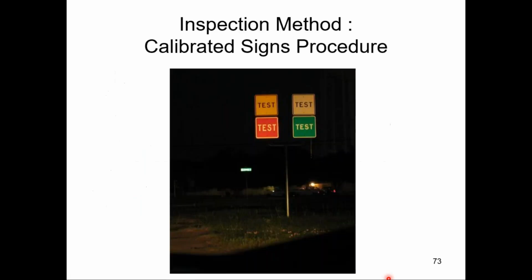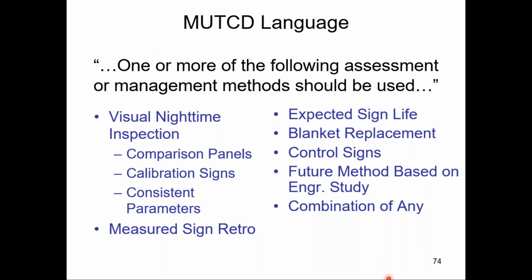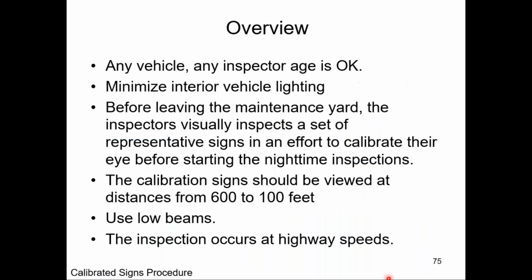The second inspection method is called the calibrated signs procedure. And this to me is more subjective than the comparison panel method. So we're still in the assessment method. We're still in the nighttime visual inspection procedures, but this method is called calibration signs.